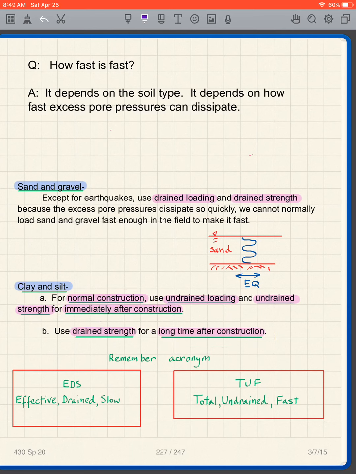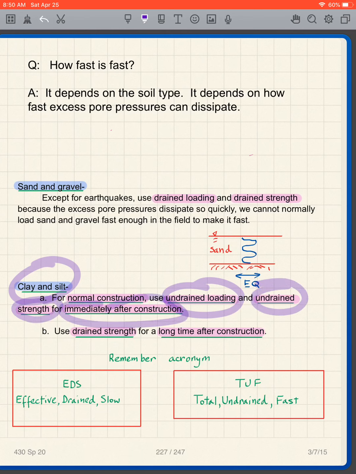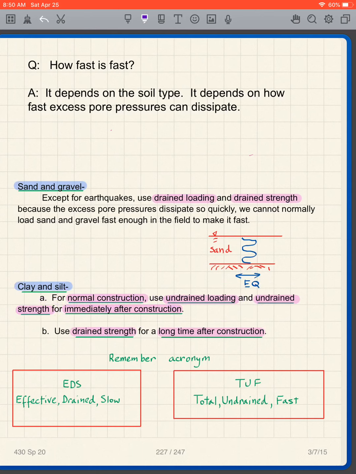In other words, we build our building, but it's going to sit there for 50 years, most of the time, because we want our building to last for a long time. So we have to do two analyses for clay and silt. One, we have to do the undrained loading and undrained strength, because the building is going to be there immediately after the construction. But then we want our building to remain for a long time, so we also have to use drained strength, drained loading, for a long time after construction. So we have to do two analyses.